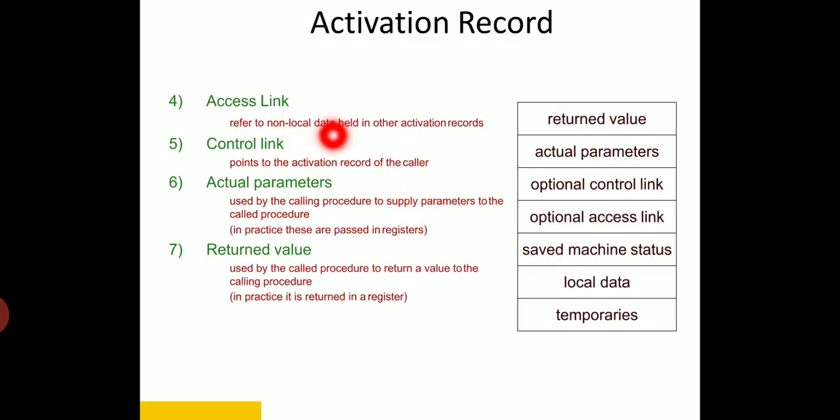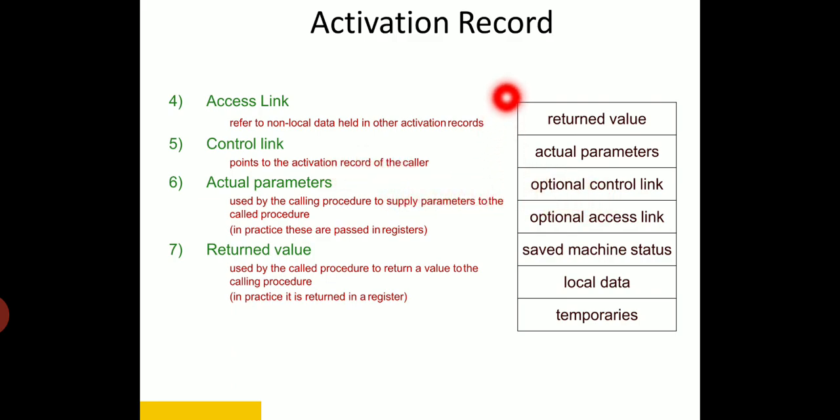And another one is access link. It will have the reference to the non-local data held in other activation records. So it will not be the local data; it will be dealing with some other data in some other activation record. That particular link to those activation records will be stored in the access link. Then control link means it is the pointer to the activation record of the caller.